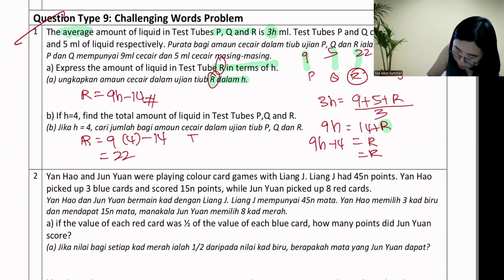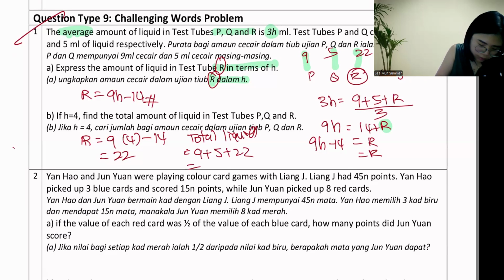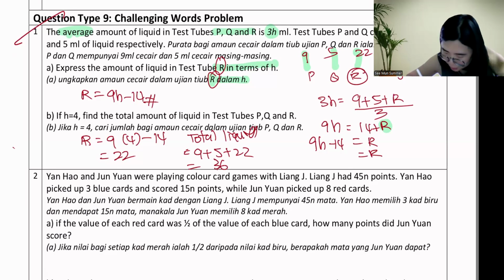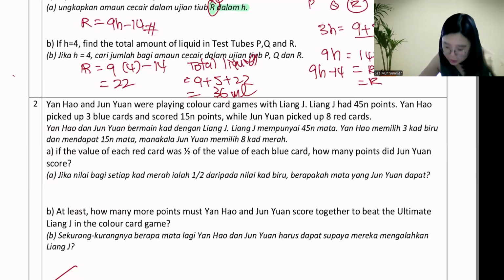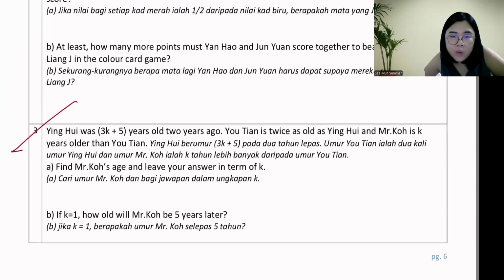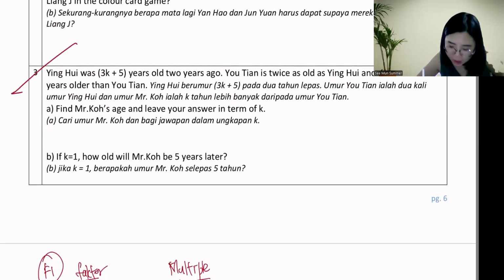So this is total liquid will be 9 plus 5 plus 22. $36, correct. Okay, cool. And it's in ml. Okay, so now we try another one here. This is interesting, this question. Okay, we try.